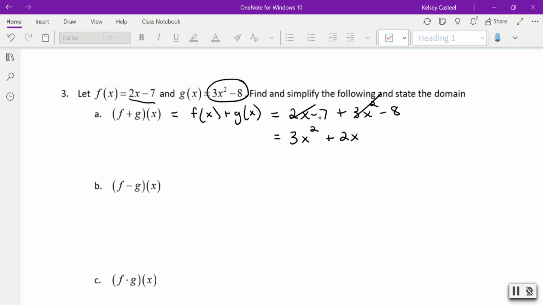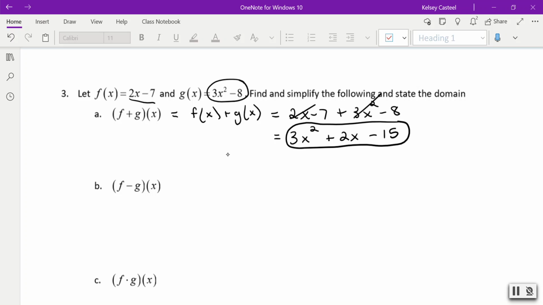And finally, my constants, I have negative 7 and negative 8, both negative. If I add 7 and 8 together, I get 15, and because they're both negative, the 15 will be negative. So 3x squared plus 2x minus 15 is the new function, f plus g of x.